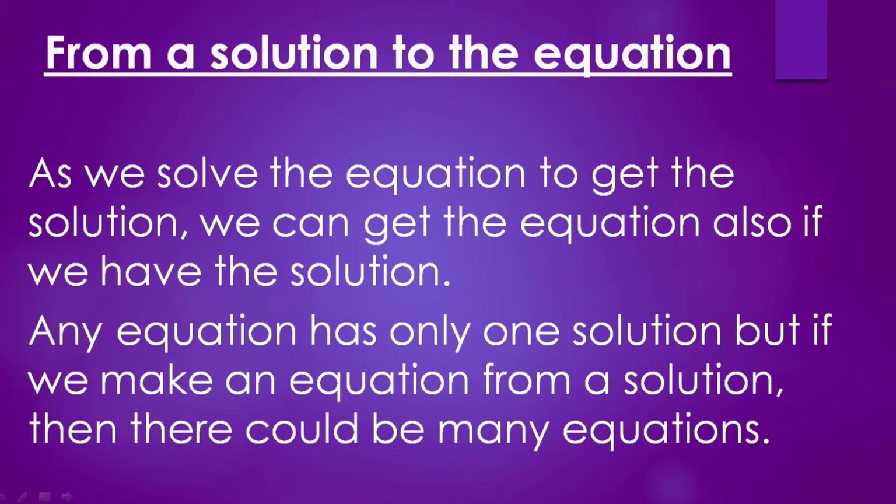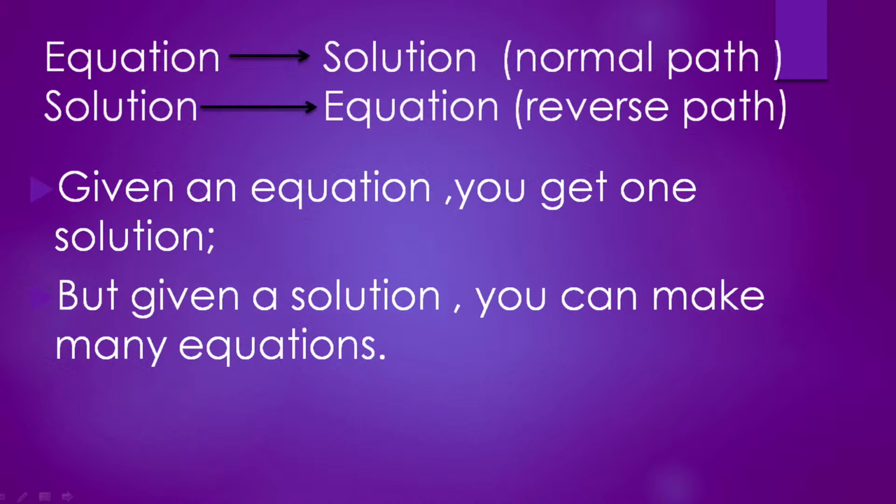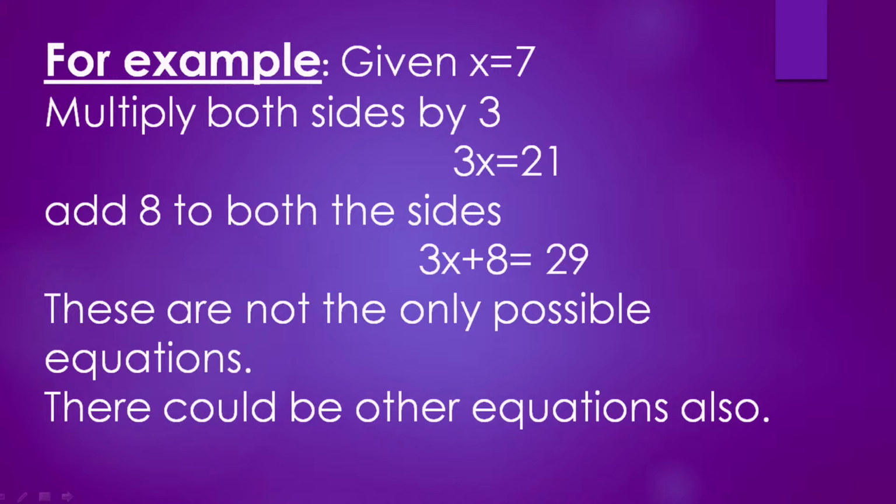As we solve the equation to get the solution, we can get the equation also if we have the solution. Any equation has only one solution, but if we make an equation from a solution, then there could be many equations. We'll do this as an exercise. You will enjoy, children. See, from equation to solution is the normal path. But from solution to equation, it is the reverse path. Given an equation, you get a solution. But given a solution, you can make many equations. Okay. We shall do it here.